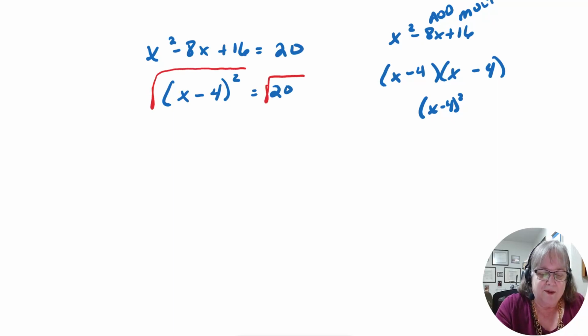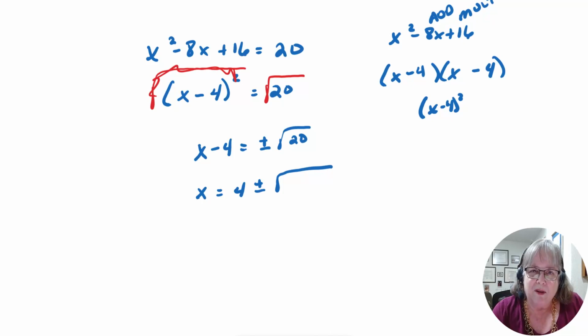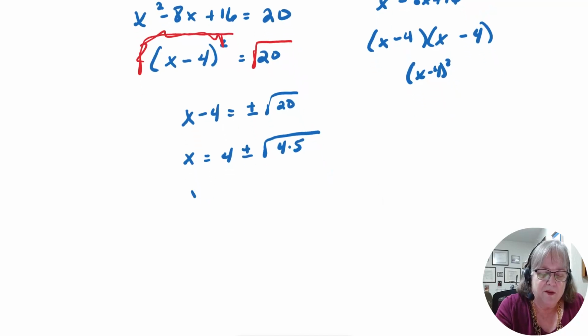All right, so the square root of x minus 4 squared is x minus 4 equals, don't forget the plus or minus, and we have the square root of 20. Now, I'm going to go ahead and move the 4 over. Now, 20 is not a square, but is there a square hidden in it as a factor? Yes, 4 is in there. So you have x is 4 plus or minus.